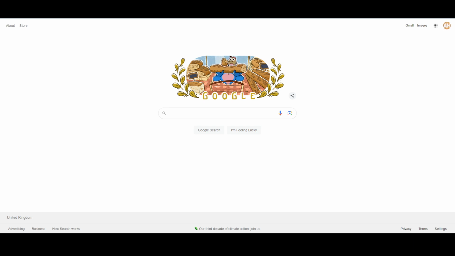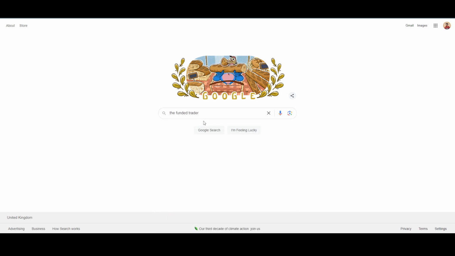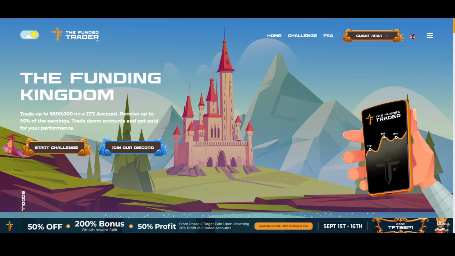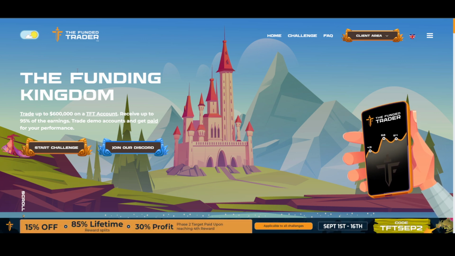So there are a few trading websites which provide you funded accounts. The first one that we will be talking about is called the Funded Trader. So you just have to search for the Funded Trader, go to fundedtraderprogram.com, create an account and they will give you some demo money with which you will be able to learn how to do Forex trading.